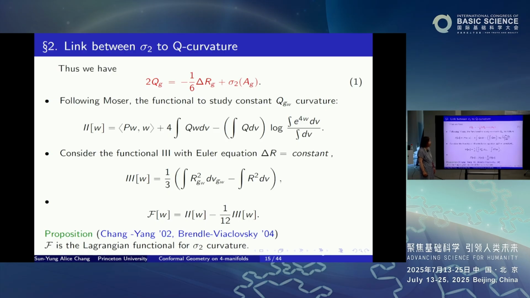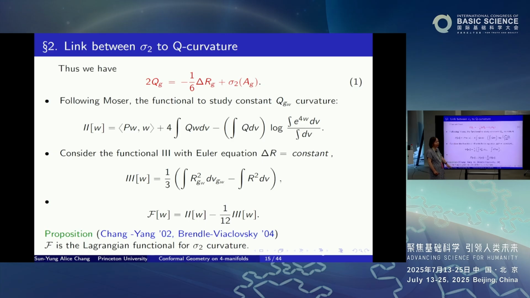Okay, so now we stare at this Q in 4 dimensions. It's a multiple of scalar curvature squared plus sigma 2. We are interested in studying sigma 2, but Moser's approach tells us we can study this Q curvature. So this Q curvature is a linear fourth order curvature, and one can study this operator. This is the analog of Moser's J function.